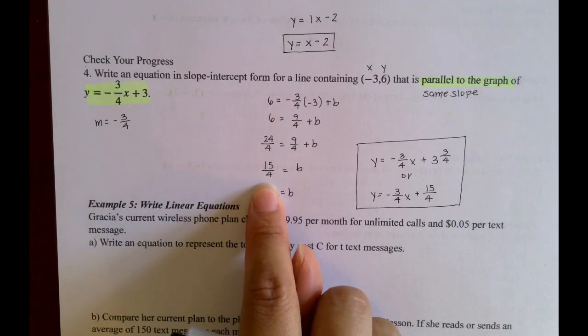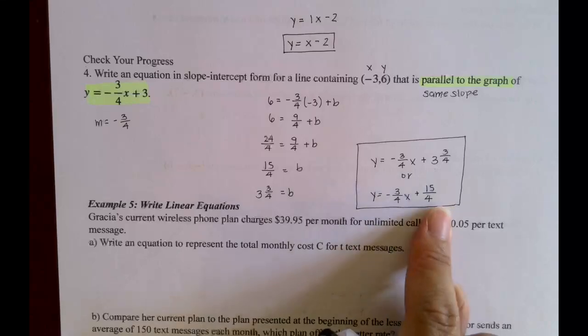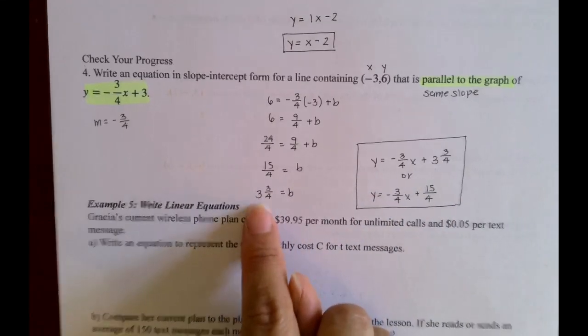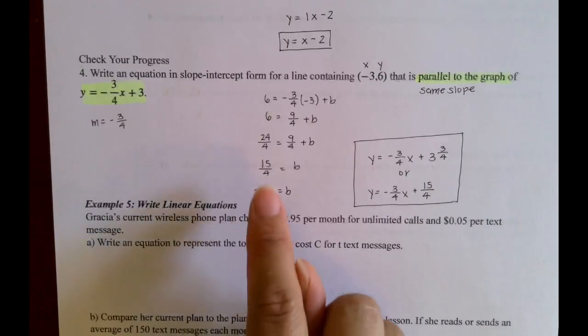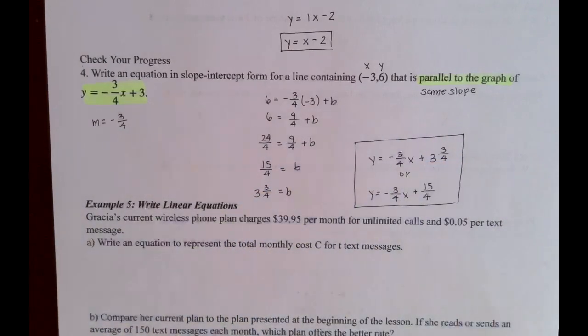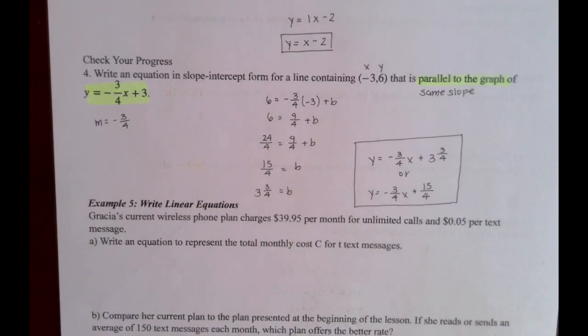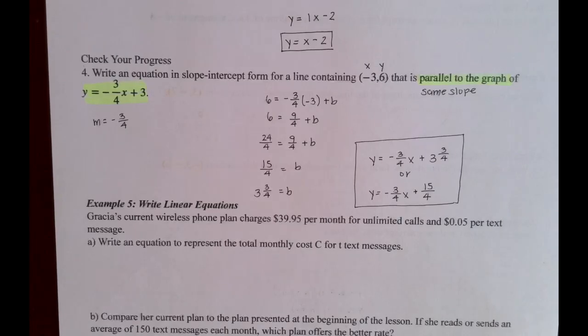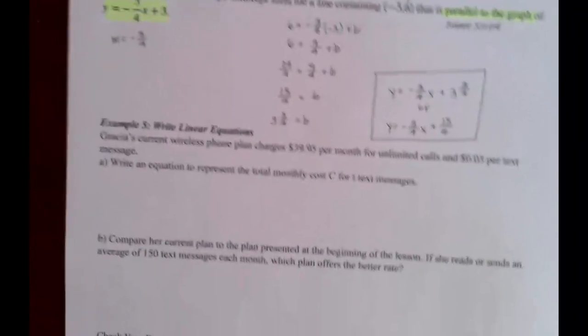stays the same. So 15/4 is my b, or if I changed it into an improper fraction, 4 goes into 15 3 times with 3 left over. And there you go. Okay, so the last one here is example 5.